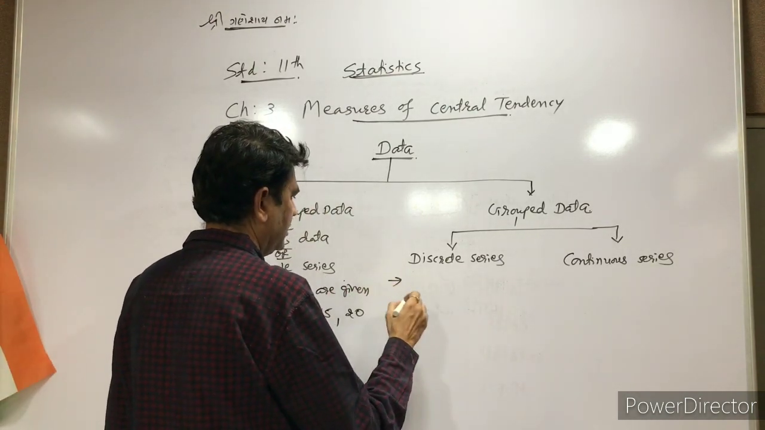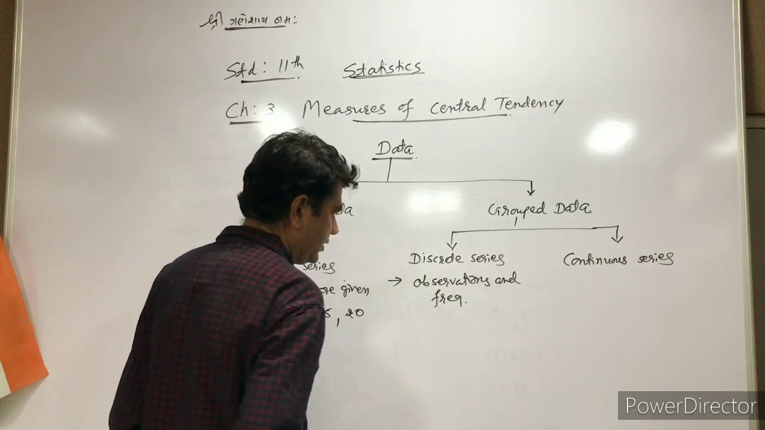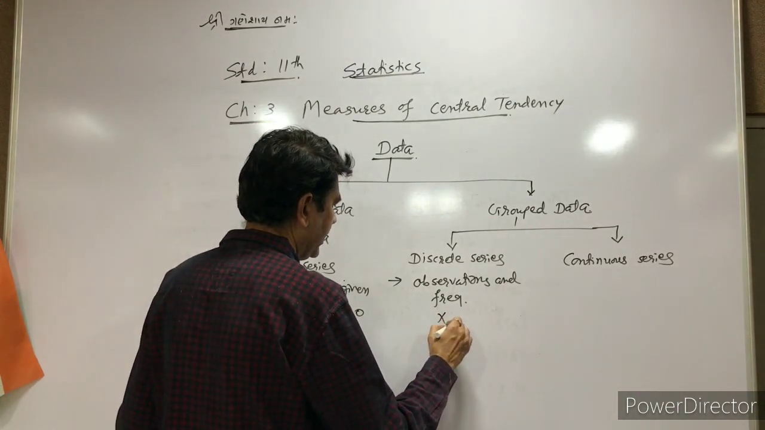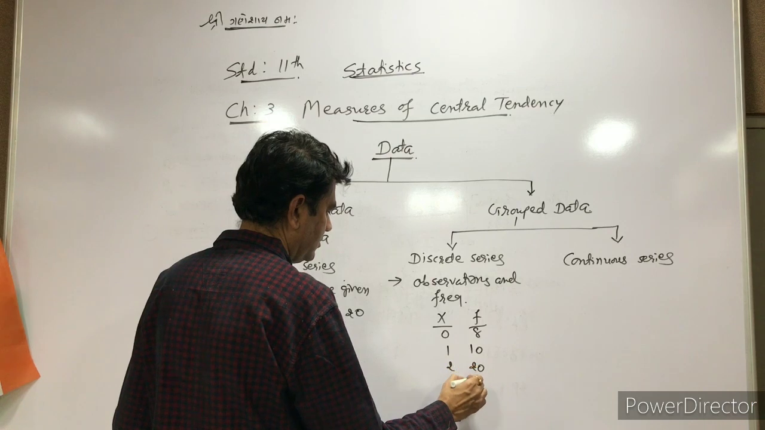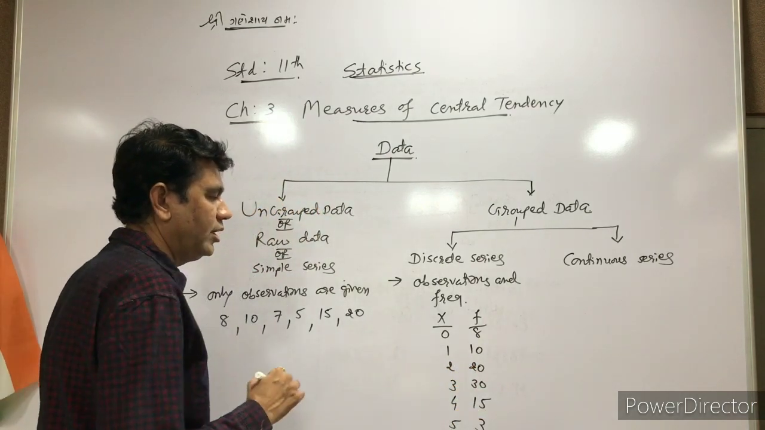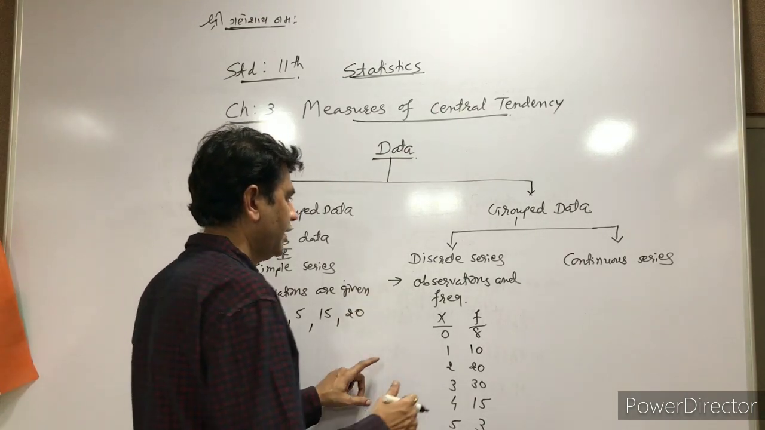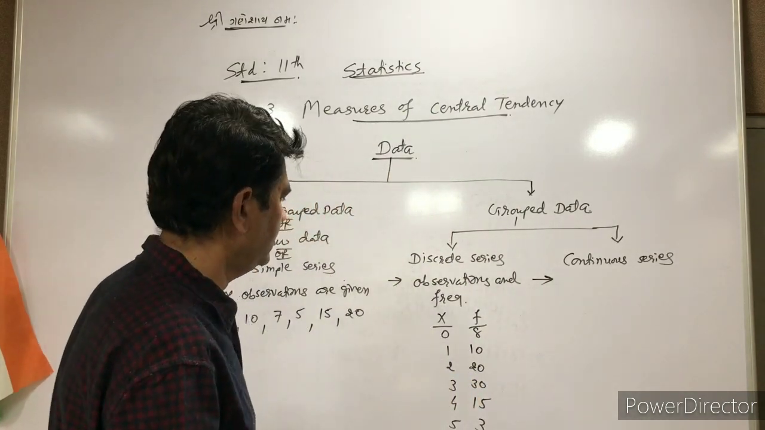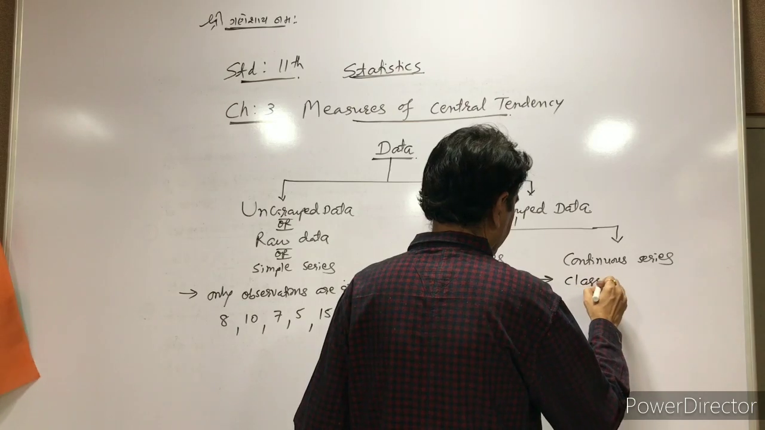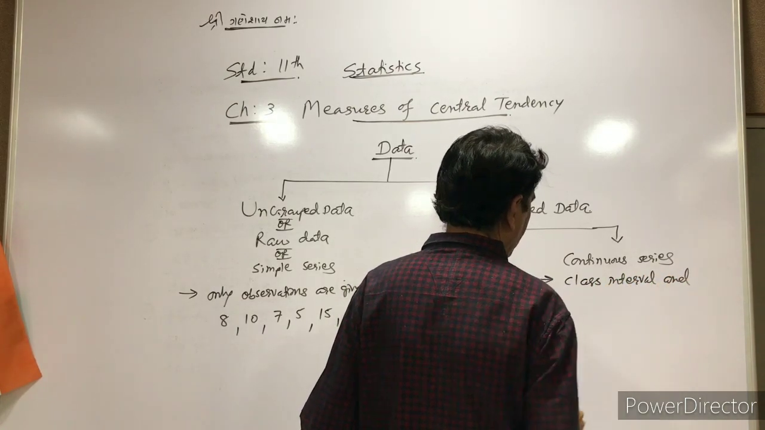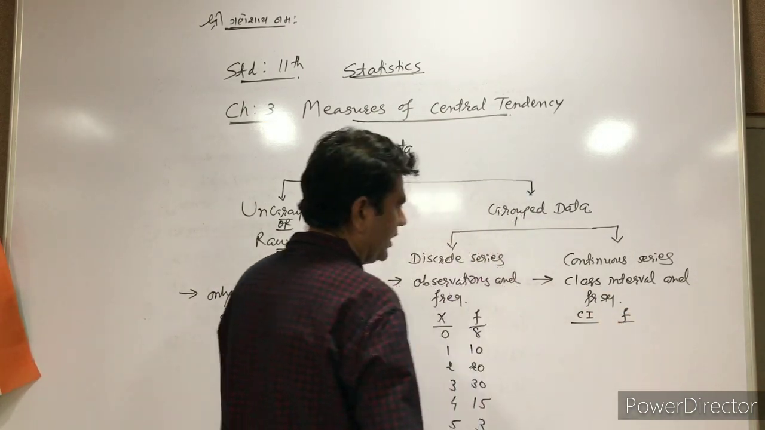In discrete series, you are given observations and frequency. So it's called discrete series, like X and F. You have already learned this in standard 9th, 10th, but you have no idea about the name of this series, discrete series. Continuous series: class interval and frequencies are given. That is why it's called continuous series, like CI and F.